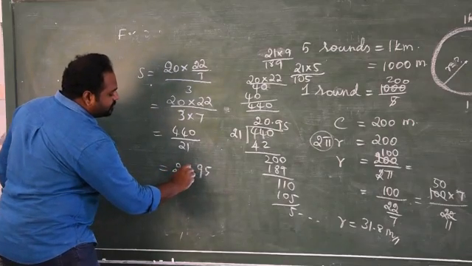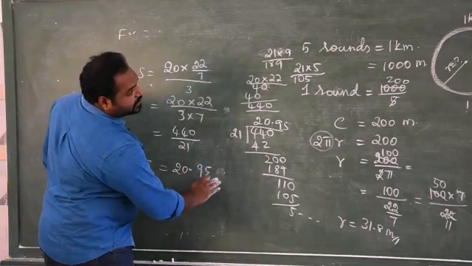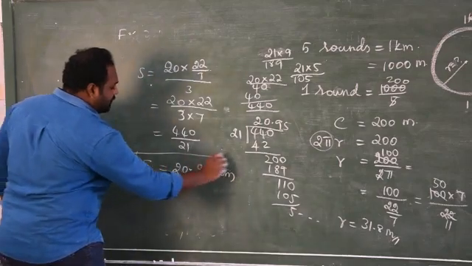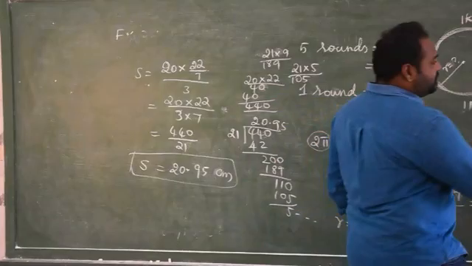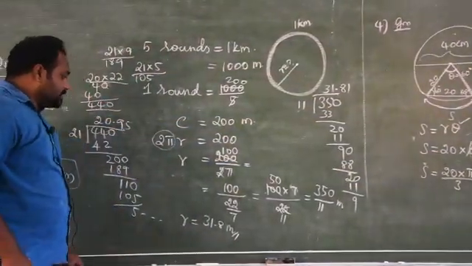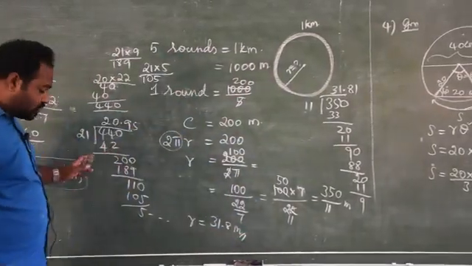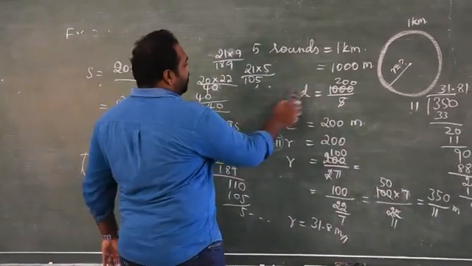20.95 is the sector length. It is given in centimeters. So 20.95 is the value of this minor length. So with this, problem number 4 is over. Next, problem number 5.